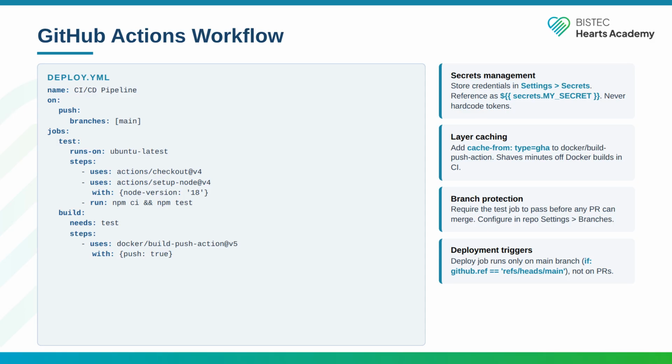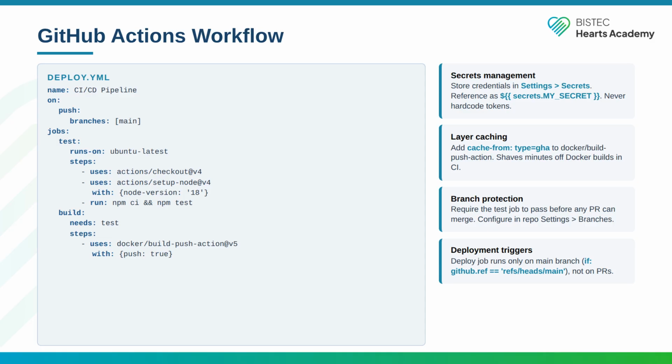The build job runs only if tests pass. It logs into the GitHub container registry using the repository token, builds the Docker image, tags it with the git commit SHA for traceability, and pushes it to the registry.